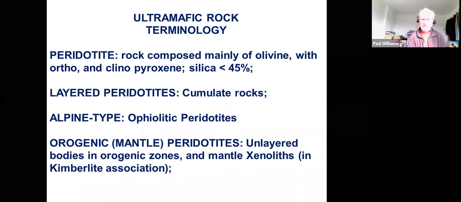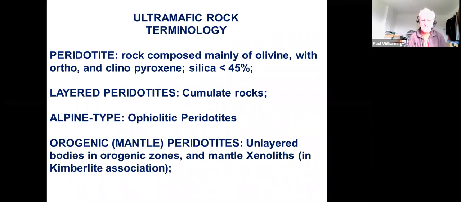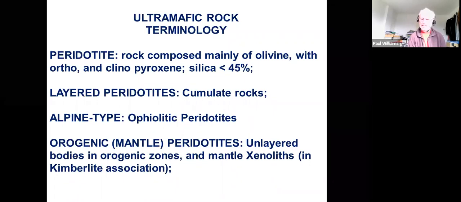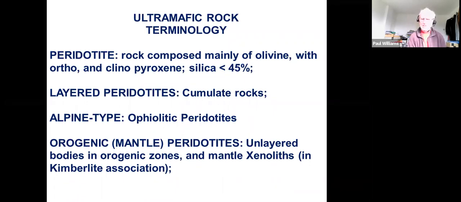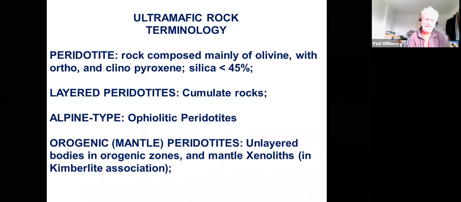So these just occur as bodies of mantle type peridotite, which we find in orogenic zones. And associated with these, we've got these things called mantle xenoliths. And these are things that are brought up in volcanoes. And again, they come from very deep down into the mantle, way down into the mantle.